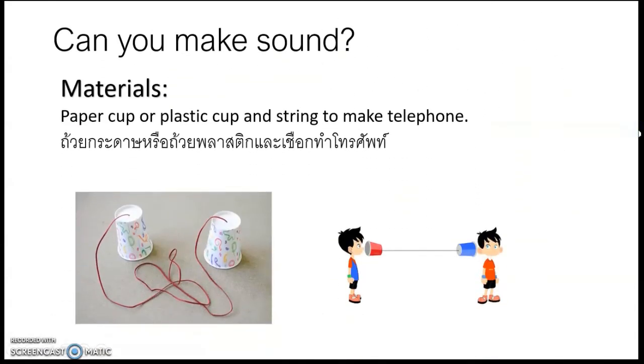Now, activity time. Can you make sound? Now, materials: paper cup or plastic cup and string to make a telephone. Okay, it's very easy. So all you need to do is to prepare paper cups or a plastic cup and then a string to make a telephone like this.